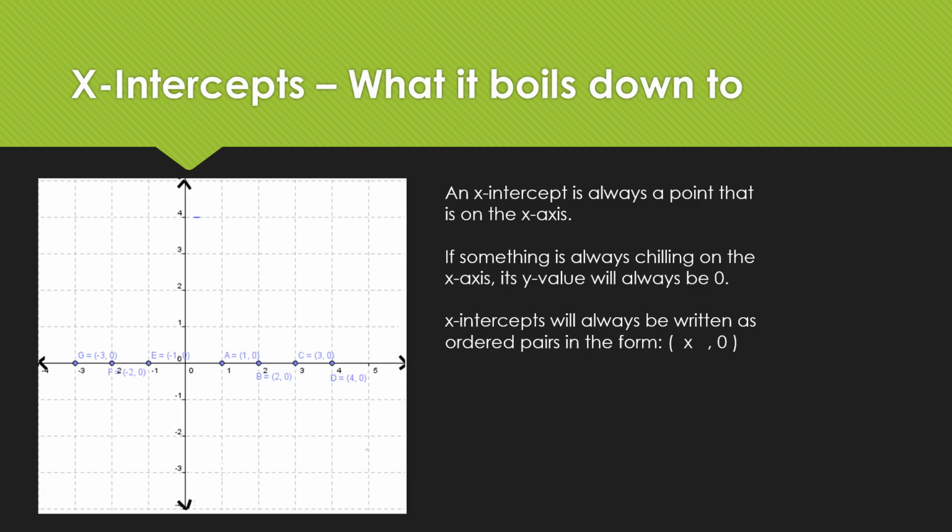So what this boils down to is for x-intercepts, this is the moment where a line crosses the x-axis. All of these points right here are on the x-axis, and because of this, they haven't gone up or down at all. So what we will always know about x-intercepts is that the y values are always going to be 0. Whenever you write an x-intercept, you're always going to write it as an ordered pair in the form x, whatever your x value is, comma, 0.